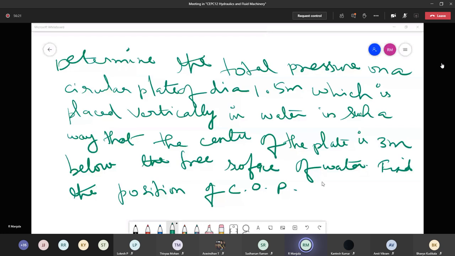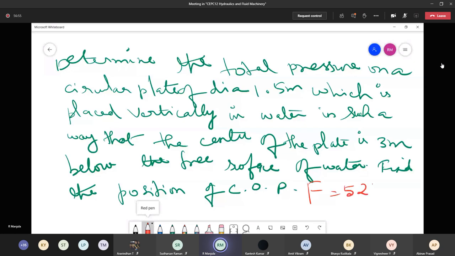Anybody can tell the answer? Shall I call anybody? Ma'am, 3.046 meters, 3.0468. That is your H star. Yes, ma'am, 3.0468 meters. Force is 52 kilonewtons. Okay, that was equal to 52 kilonewton.